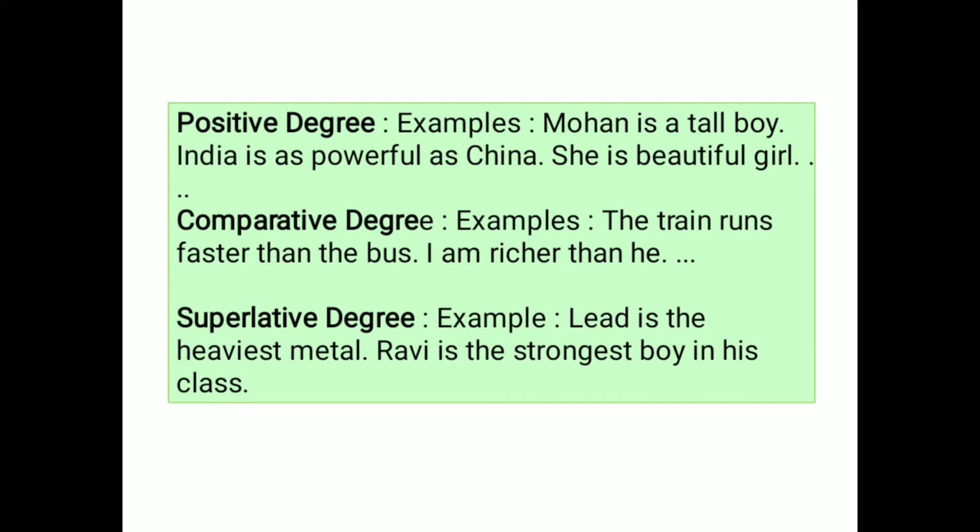So let us understand what is the degree of comparison. Degree of comparison is used to find out the difference between two subjects, and the degree of comparison has been categorized into three. The first one is positive degree, the second one is comparative degree, and the third is superlative degree. Let us understand what is positive degree.